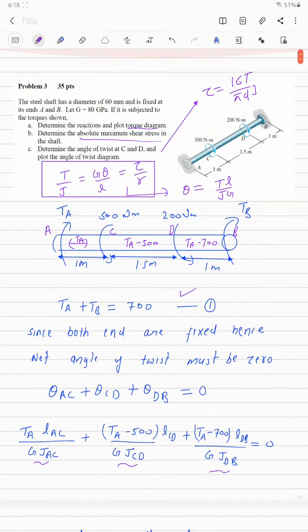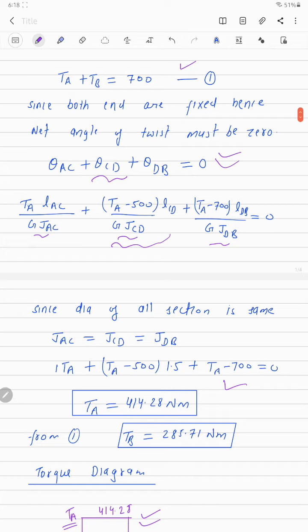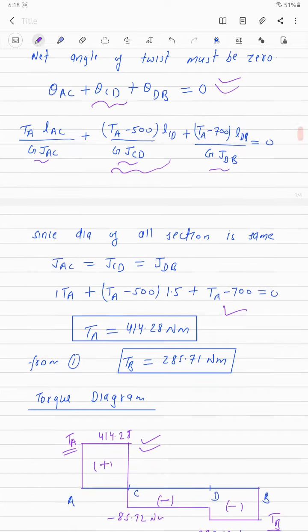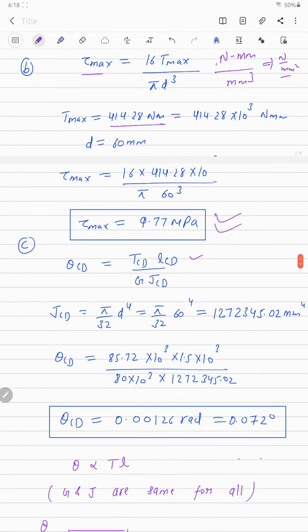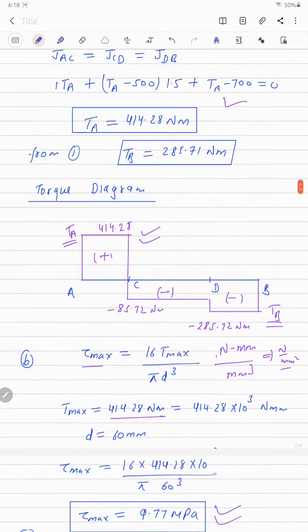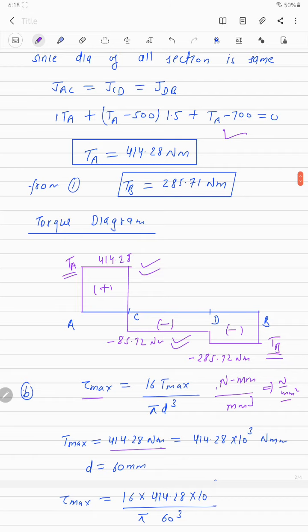Similarly, in the third part, we have to calculate the angle of twist for CD. Again, for the complete shaft, the angle of twist must be 0. We have to find theta CD. We already know TA, G, JCD, LCD, so we can find it. Theta CD will be TCD LCD by G JCD. JCD can be found by pi by 32 D4. So substituting all values in theta CD, TCD is 85.72. We can also look from here at TCD.